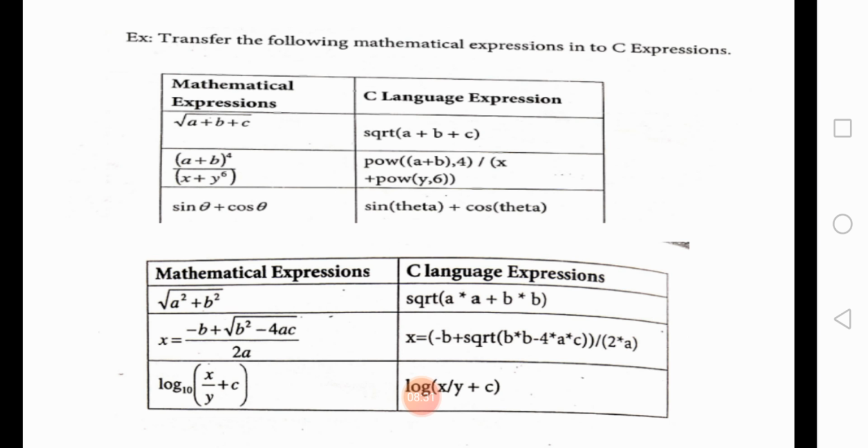They will generally give a mathematical expression. If you want to convert it, just follow these kinds of rules. For example, if you are facing square root of a plus b plus c, and you want to convert that to a C language expression, just use sqrt in words, then use parentheses, a plus b plus c. Like this you need to represent it in C language expression. This completes your operator unit.